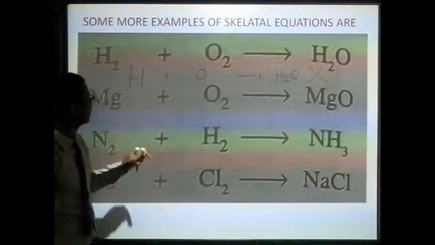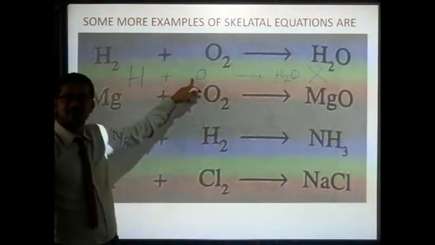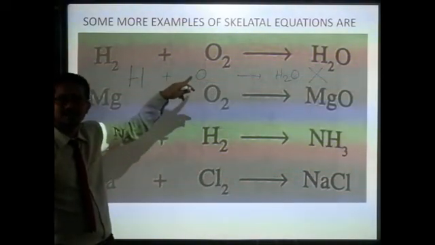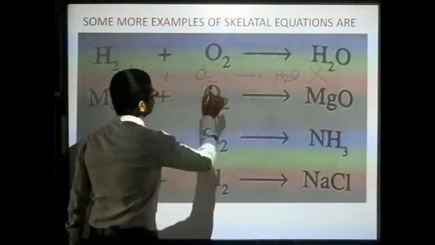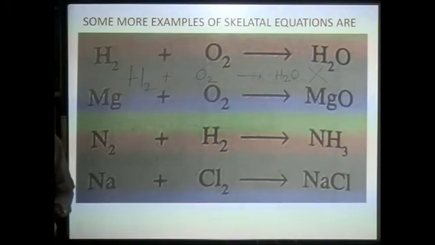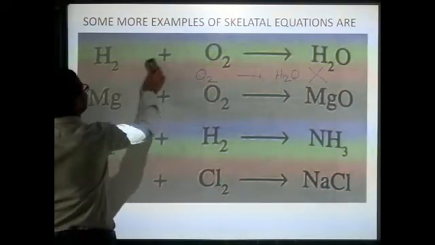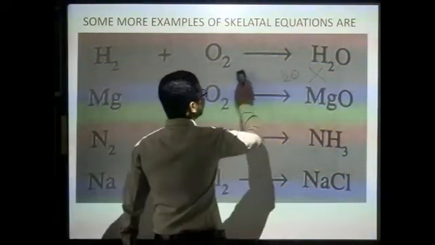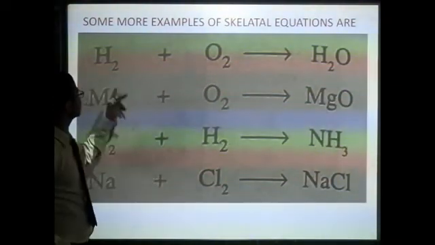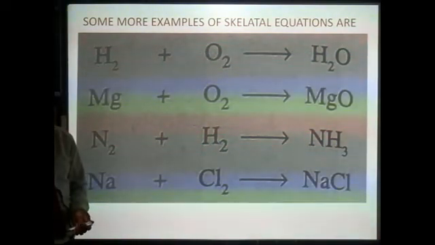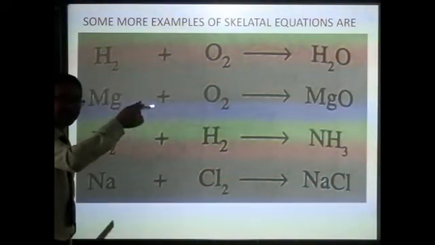This would be wrong because H is an atom of hydrogen and O is an atom of oxygen. They do not have independent existence. They exist independently in the form of H2 plus O2. Then only it will be correct. So don't forget this while writing a chemical equation. Always write molecular form. So H2 plus O2 gives H2O, and this is a skeletal equation.